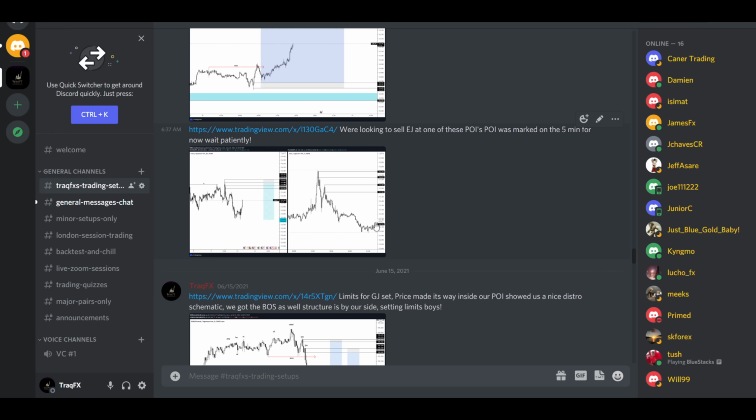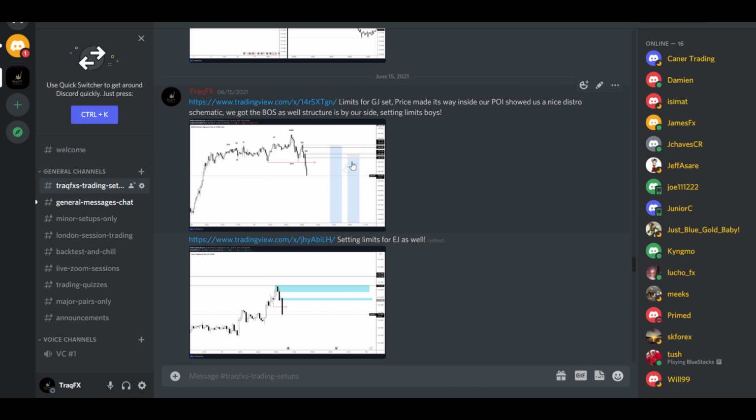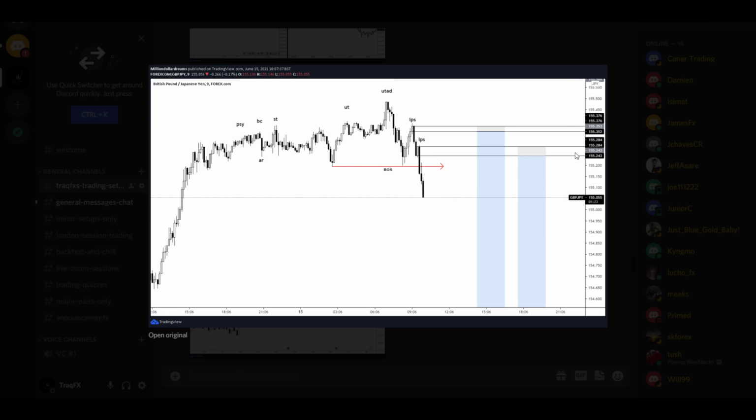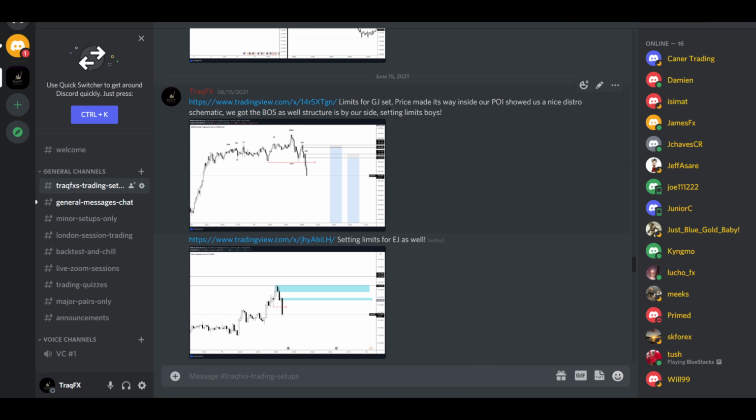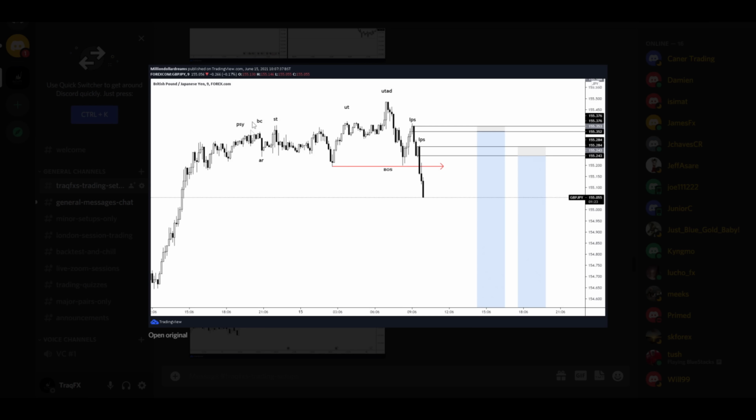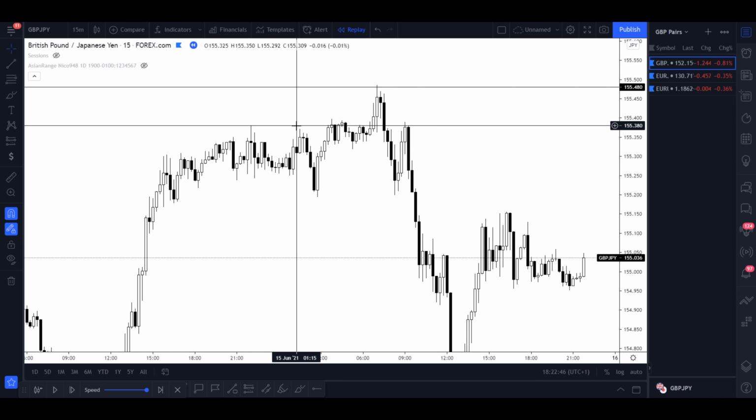Now, this is where we can go to the charts right here, and we can see this. Limit set for GJ, as you can see. Price made its way inside of our POI, showing us a nice distro schematic, and then we got that BOS, and boom. So we see this really clean distribution schematic. So let's go to Wyckoff. Let's go to our trades.